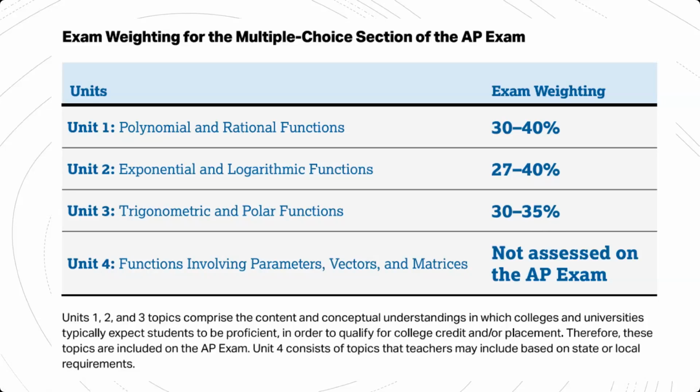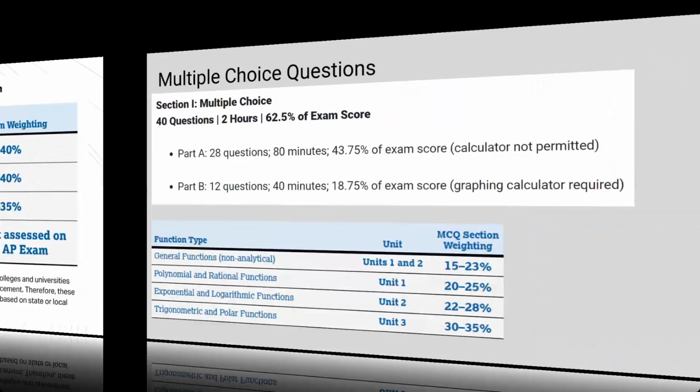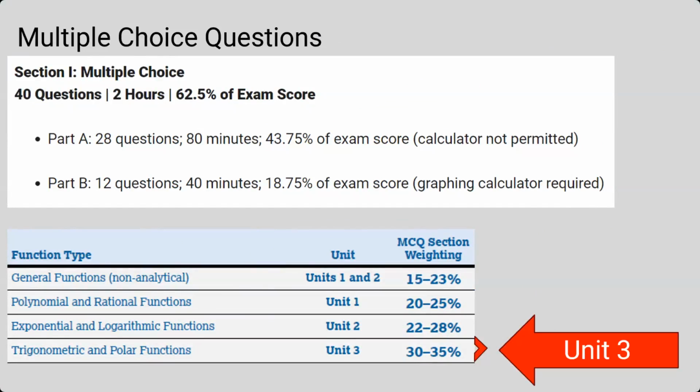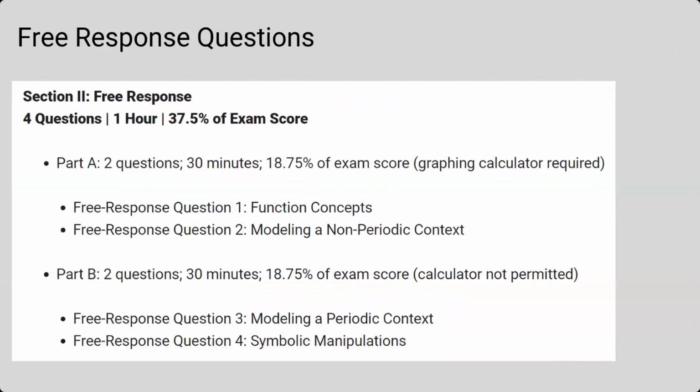And so thinking about how can we embed technology, how can we bring out the best of our students' understanding and enhancing their understanding with the technology in our trigonometric and polar functions units. And then our multiple choice section, there's that 30 to 35% right there at the bottom. We know that part A of the multiple choice, which is the calculator not permitted section, will be 28 questions, and the graphing calculator required section has 12 multiple choice questions. And so the free response section, we have 4 questions.